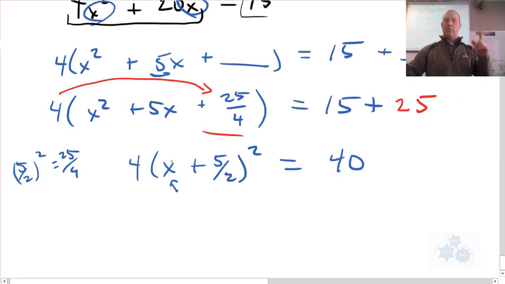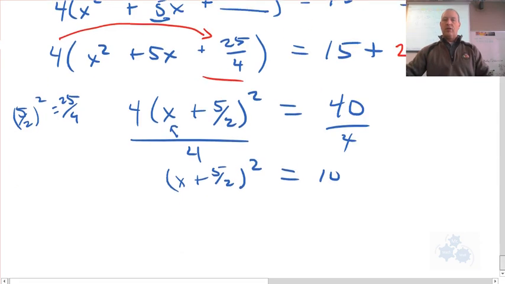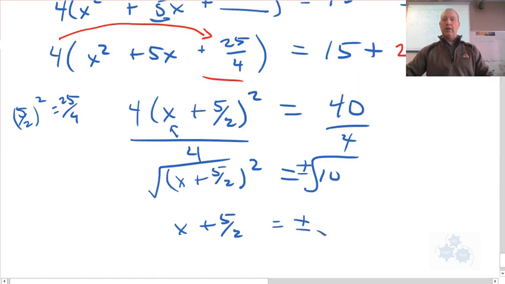But now we have x in one spot, so this is going to be easy. Divide both sides by 4. This is going to be (x + 5/2)² = 10. Take the square root of 10 and the square root of this side. When you take the square root of a number, it's always plus or minus. So x + 5/2 is going to be plus or minus root 10.